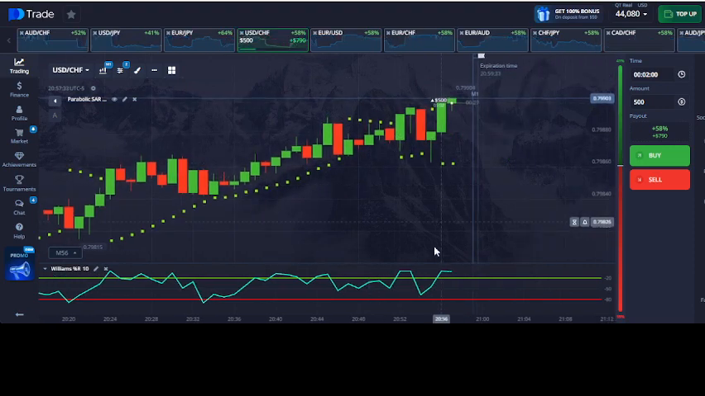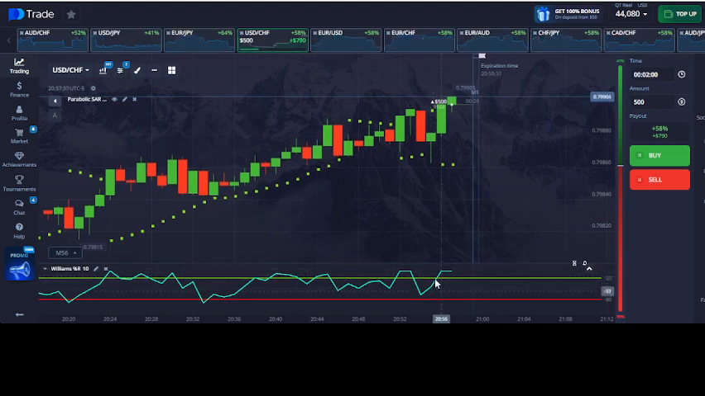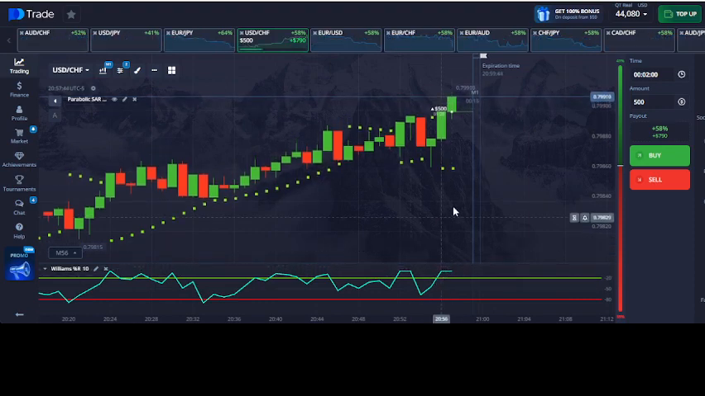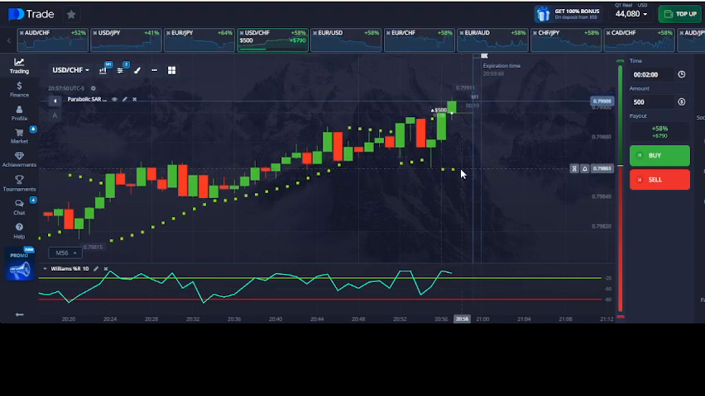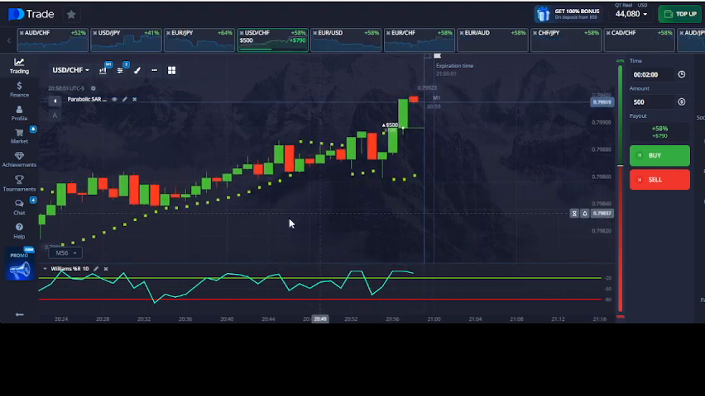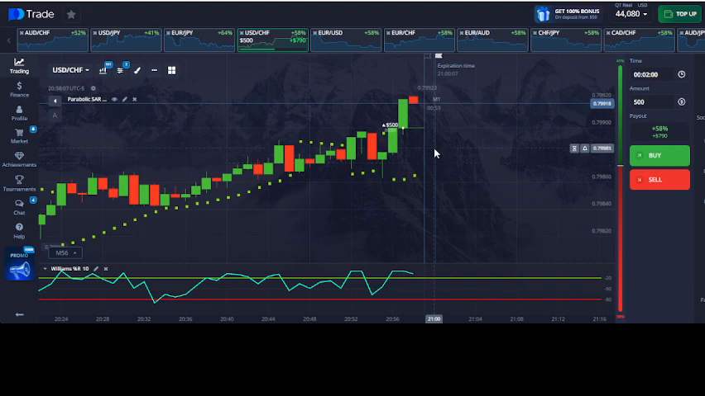Second of all, the Williams percent R line just crossed over the 20 line, the green 20 line, in an upward direction here. Thirdly, the Parabolic SAR has begun to print below the candles here. The two green lines, the two green dots, excuse me. So all of these three confirmations suggest that there's a bullish uptrend in the price over the next 2 minutes. So let's monitor this trade and wait for the expiration.